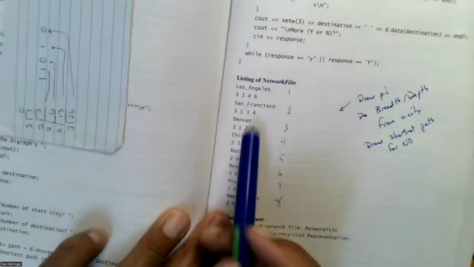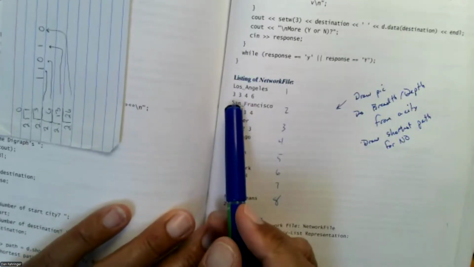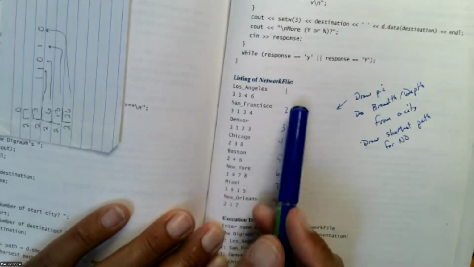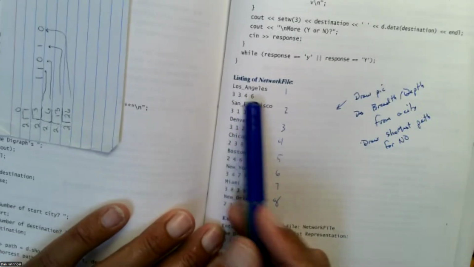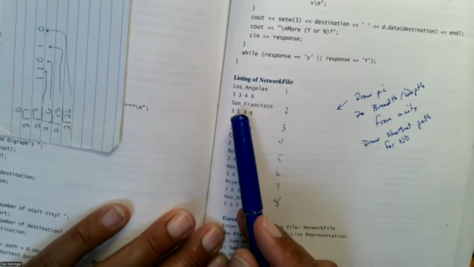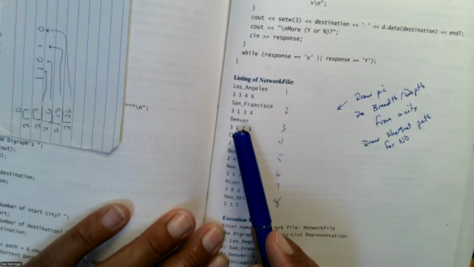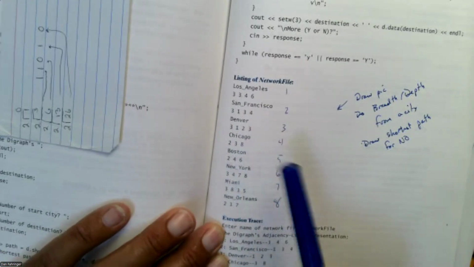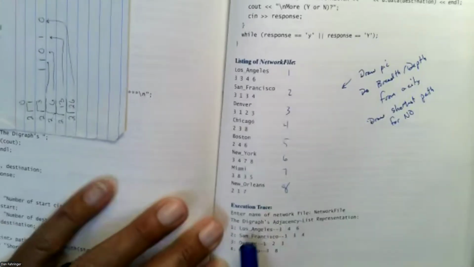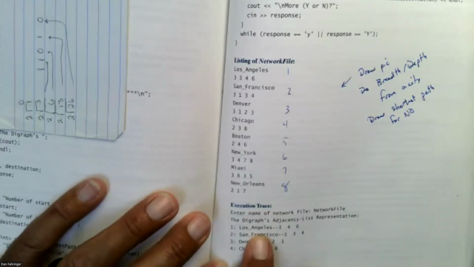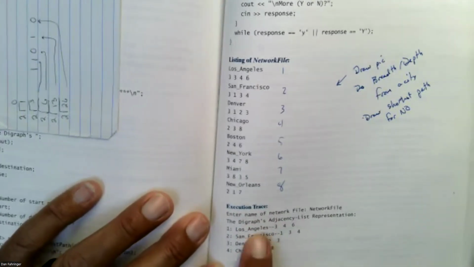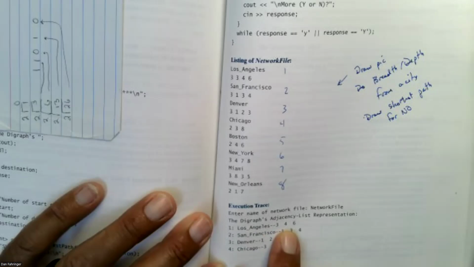And this representation kind of looks like the adjacency matrix. 1 would go to 3, then to 4, then to 6. 2 would go to 1, then to 2, then to 3, then to 4. 3 would go to 1, 2, and 3. Right? So if I was drawing the adjacency matrix, it might look something like, yeah, 3 to 4 to 6 from LA.